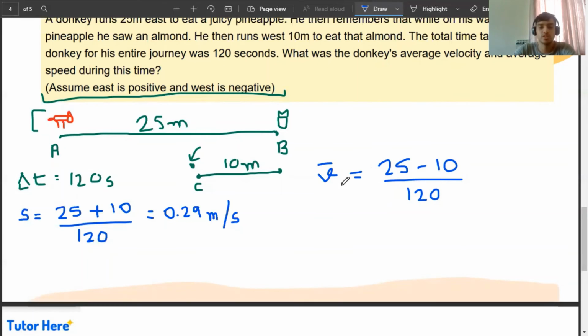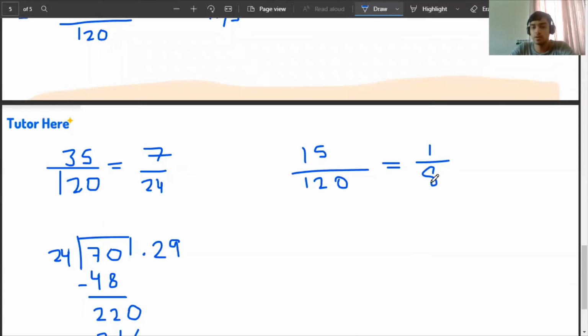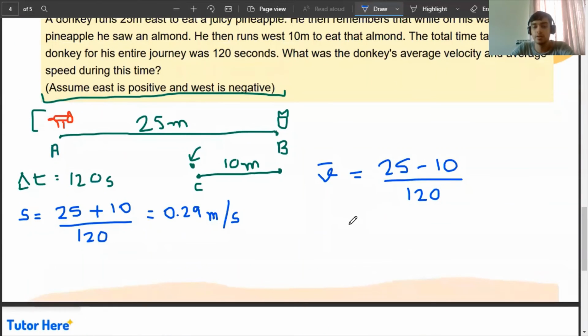Okay, so let's do this in the rough again. It'll be 120 in the denominator, and in the numerator we had 25 minus 10, which was 15. Let's just divide the numerator and denominator by 15. We get 1 upon 8. And 1 upon 8, if I'm not mistaken, is 0.125. So your average velocity is 0.125 meters per second.